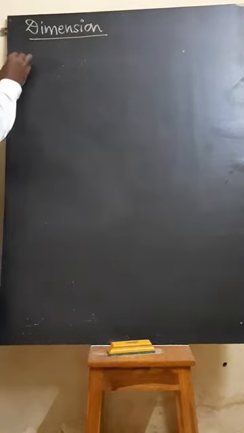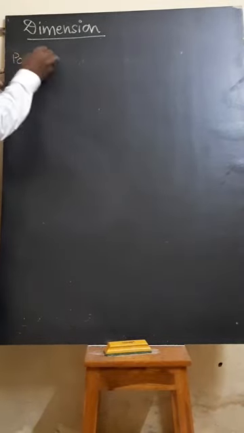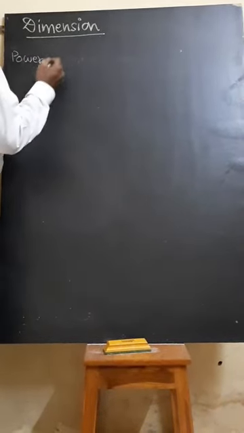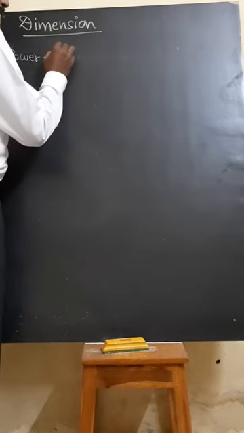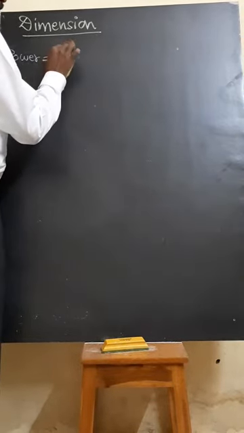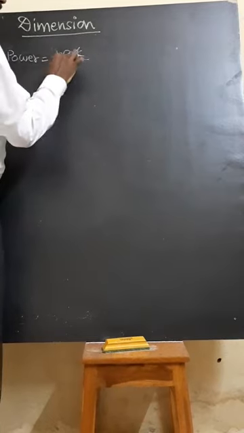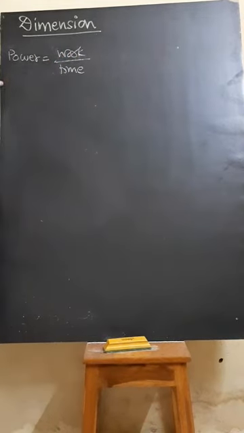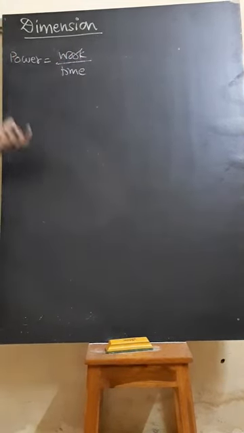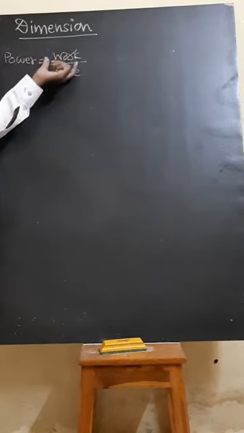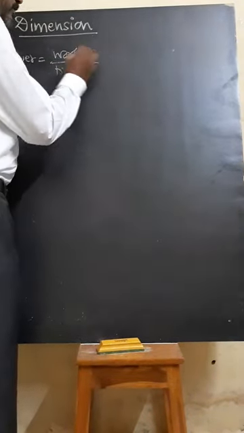Next example is power. The formula for power will be very simple. The formula for power is work per unit time. So I am writing here. Or the definition of power is like this: the rate at which work is performed is nothing but the power. So the formula for power is work done per unit time or work per unit time.